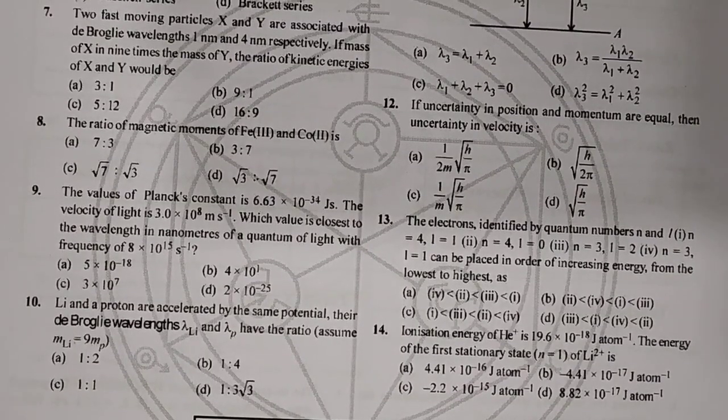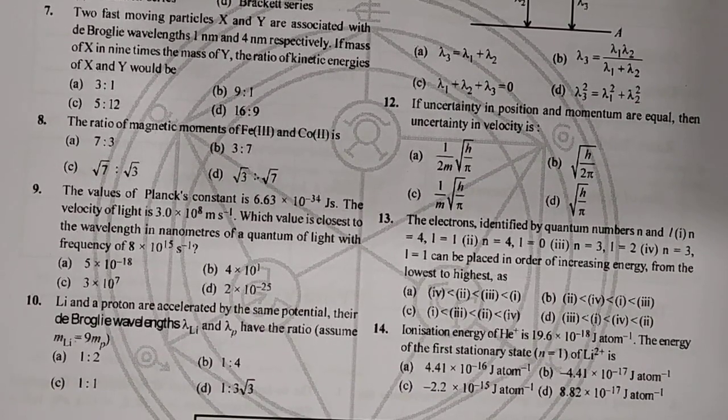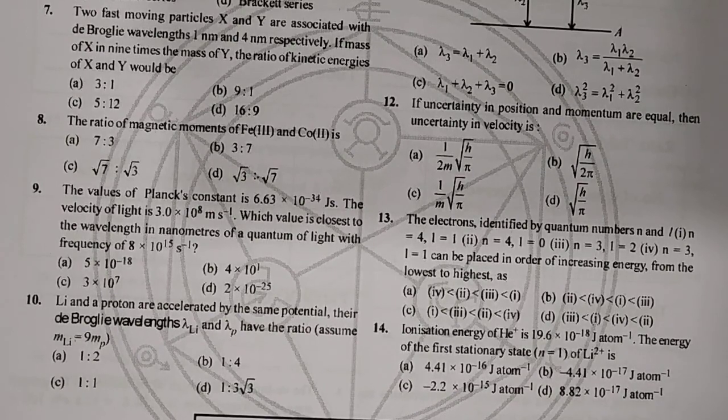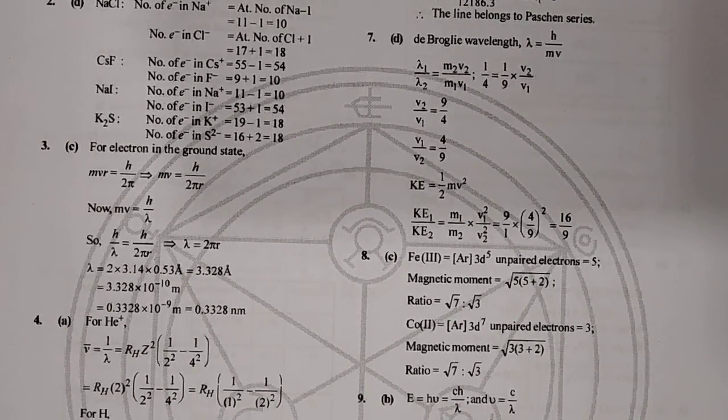Question number 7 on your screen. The two fast moving particles X and Y associate with de Broglie wavelength 1 nanometer and 4 nanometer respectively. If the mass of X is 9 times the mass of Y, the ratio of kinetic energy is. So de Broglie wavelength lambda is equal to h upon mv. So here in case we have a 2, so lambda 1 by lambda 2 is equal to m2 into v2 divided by m1 into v1.